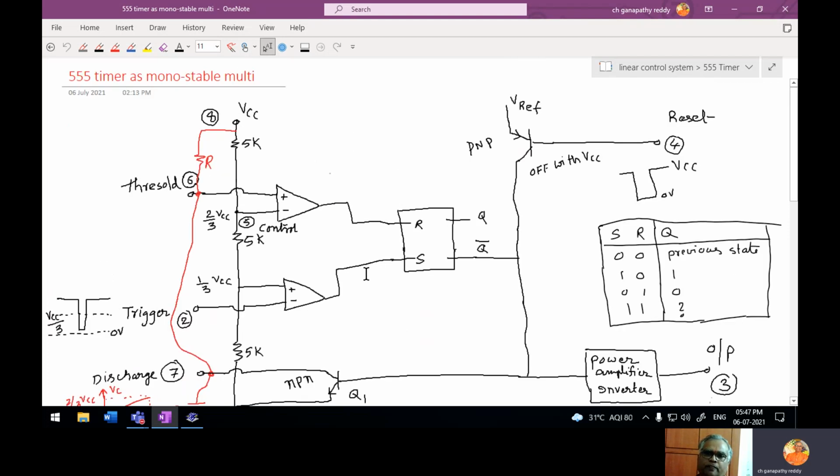Now, first reset. What is the meaning of reset here?